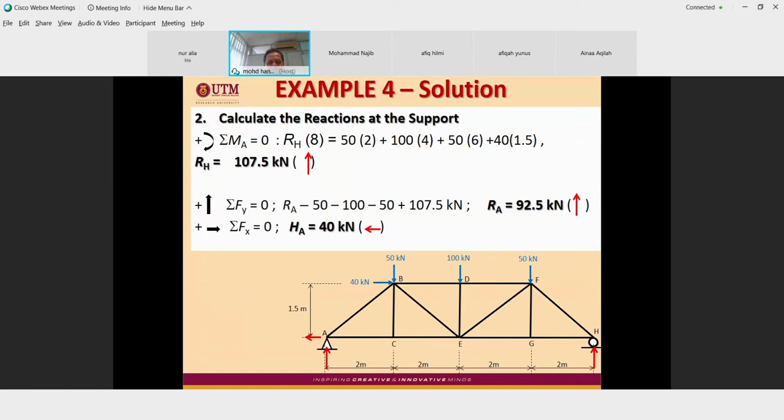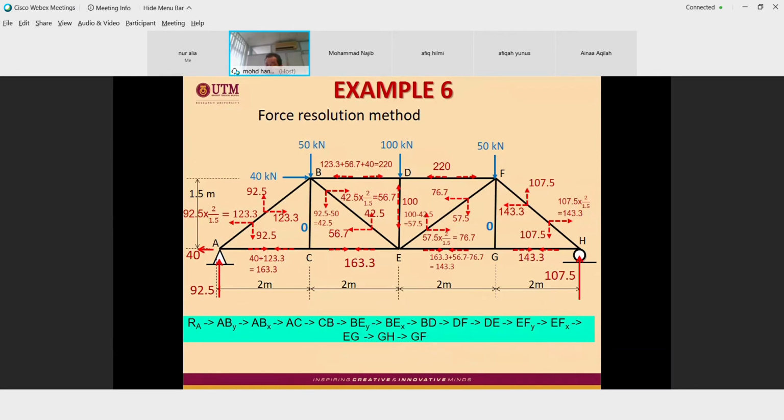So this is the example. This is the reaction, this is the reaction. RH is equal to 107.5, RA is 92.5 and HA is equal to 40. Okay, now this is the first resolution.